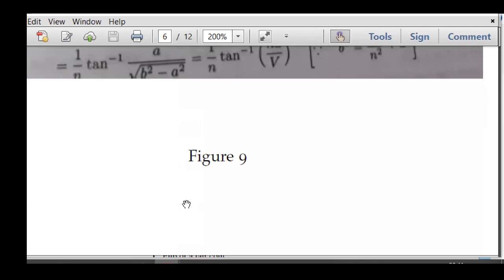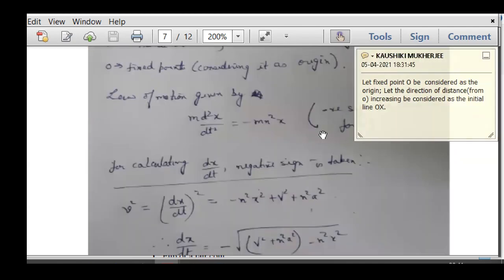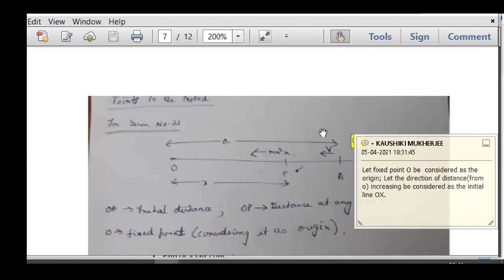So first let me just focus on the figure. So this is the figure you will be giving. I'm not saying exactly this figure, but this type of figure you have to give, so that from the figure, whoever is checking the sum can relate it to the problem you are doing. So let fixed point O be considered as the origin, as I said in the problem, there is some fixed point towards which the force is acting. So this fixed point will remain fixed throughout the problem we do.